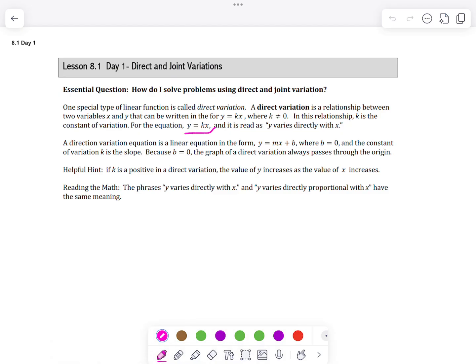So here is your equation. This is how you say it, and this is called a direct variation. In a direct variation equation in the form y equals mx plus b, where b is 0, the slope is going to be your k, because b is 0. That's your y-intercept.